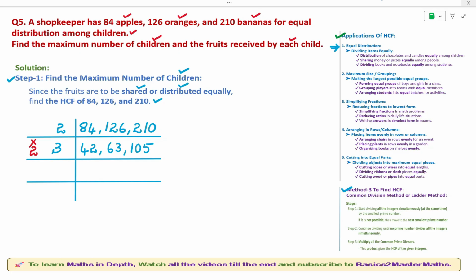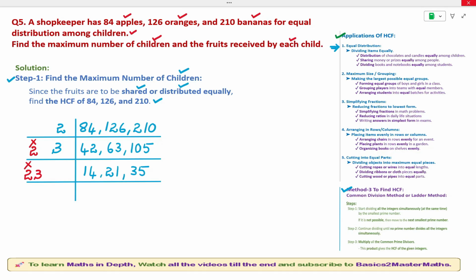Since 3 divides all the integers exactly, we get 14, 21 and 35. Again, start dividing 14, 21 and 35 by the smallest prime 2. Since 2 does not divide all the integers exactly, move to the next smallest prime 3.